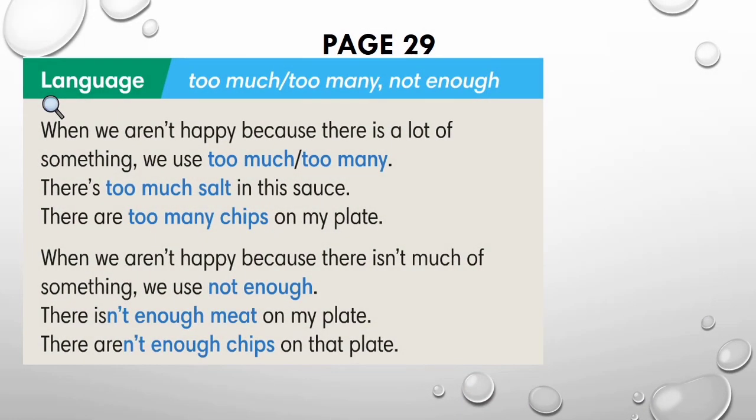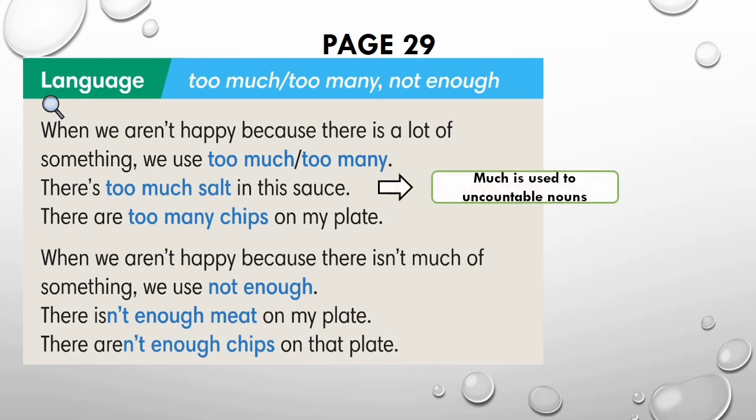Okay, now page 29: too much, too many, not enough. When we aren't happy because there is a lot of something, we use too much or too many. There is too much salt in this sauce, and there are too many chips on my plate. When we aren't happy because there isn't much of something, we use not enough. For example, there isn't enough meat on my plate, and there aren't enough chips on that plate.